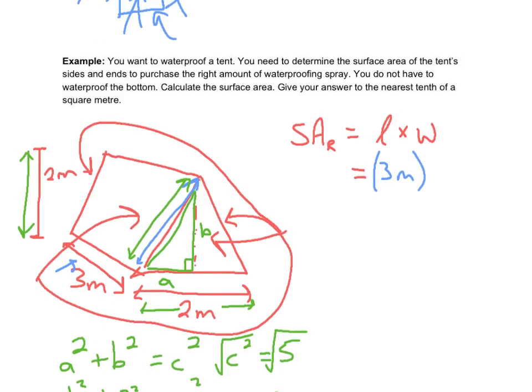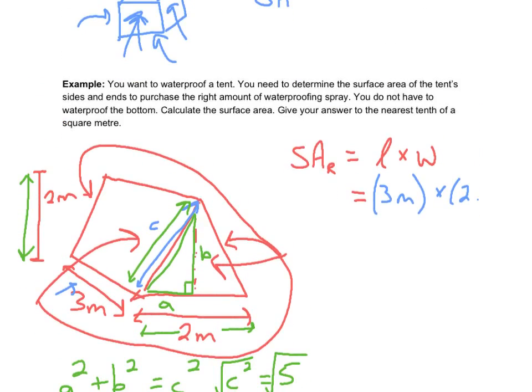We were looking for the surface area of the rectangle. We now have that length c, right? The width of our rectangle is 2.24 meters. So when we multiply that together, 3 times 2.4 works out to 7.2 meters. That would be the surface area of one of the rectangles.